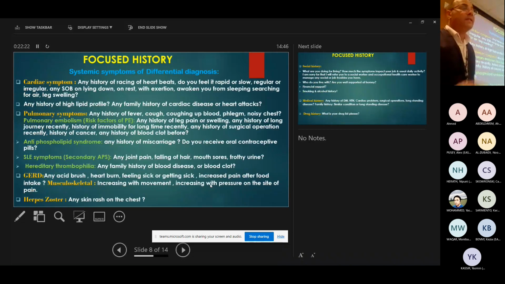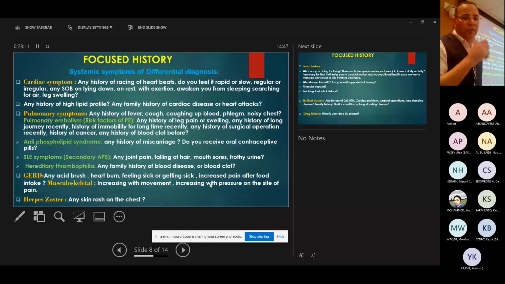Number 2 is systemic review of the differential diagnosis list. Number 1 is cardiac symptoms, for any cardiac cause like ACS, pericarditis, myocarditis, or aortic dissection. So you have to ask about any history of racing of heartbeats, shortness of breath. We asked about it before in associated symptoms. If there's shortness of breath, is it at rest, on lying, or with exertion? And if with exertion, how many yards can the patient walk before developing shortness of breath? Any history of high lipid profile or any family history of heart problem, to ask about hereditary causes, for example hereditary hypercholesterolemia or hypertriglyceridemia.